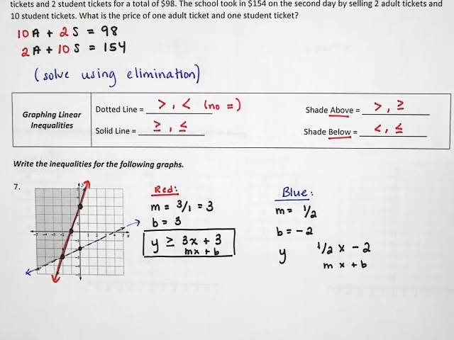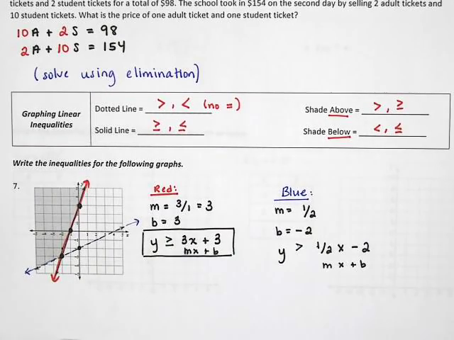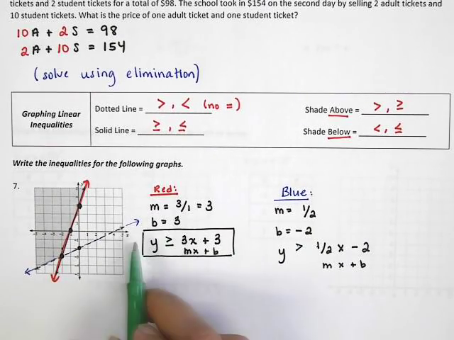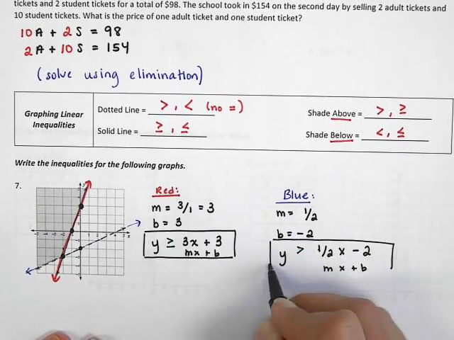Now the inequality that I would use here, since I'm shading above, again, I would use a greater than. But since it's a dotted line, I would not use an equal to. So my answer would just be this.